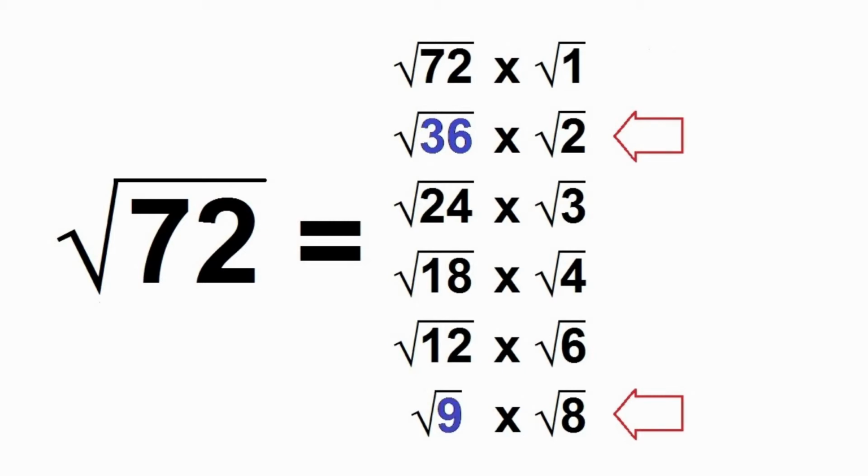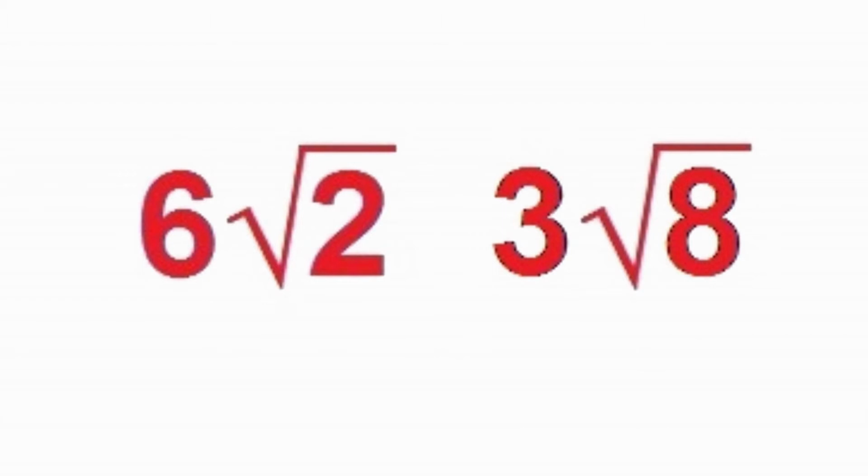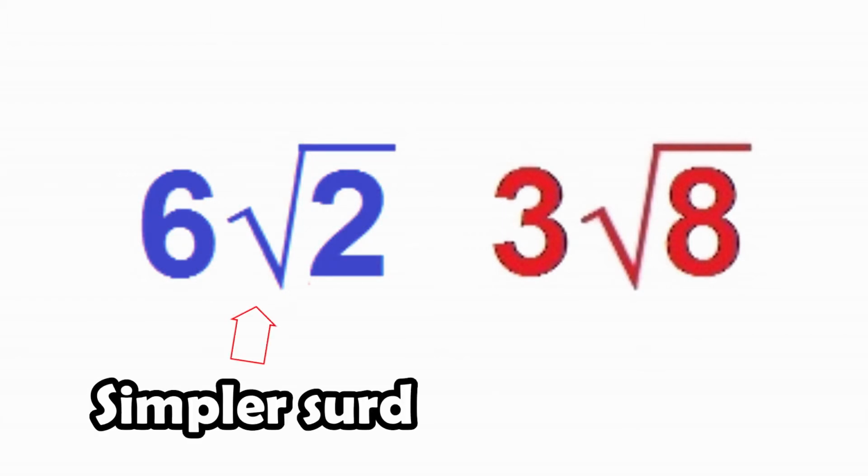If we go with 36, we'll have 6 times the square root of 2, or 6 root 2. If we go with 9, we'll have 3 root 8. These are both correct answers, but 6 root 2 is simpler. The square root of 2 is a simpler surd than the square root of 8.